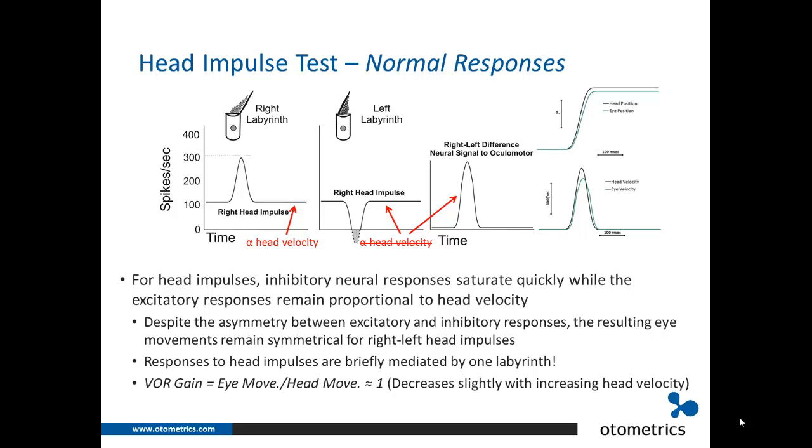So despite the asymmetry between excitatory and inhibitory responses, the resulting eye movements remain symmetrical for right-left head impulses. Finally, the VOR gain is again close to 1, but decreases slightly with increasing head velocity.